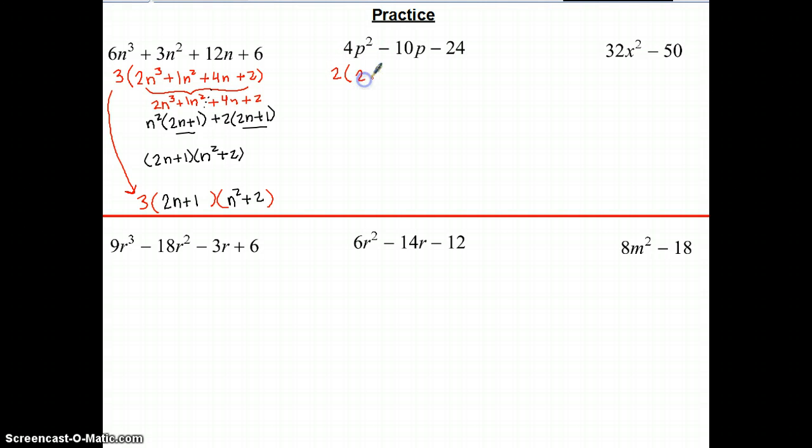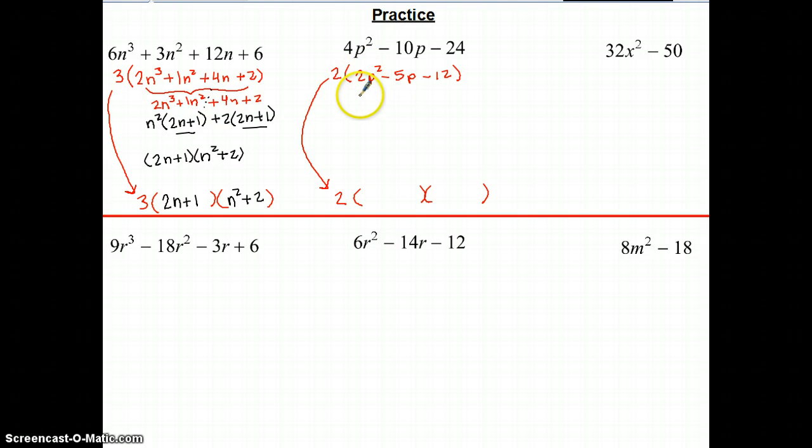In the middle, I see a greatest common factor of 2. Factoring that out, I'm left with 2p squared minus 5p minus 12. I'm going to factor this remaining trinomial inside. Since it's a trinomial, I know I'm going to have to use the diamond method to split it into 4 terms. After doing so, I will end up with 2 factors, so I will set up my answer down below, bringing that 2 down to the front.